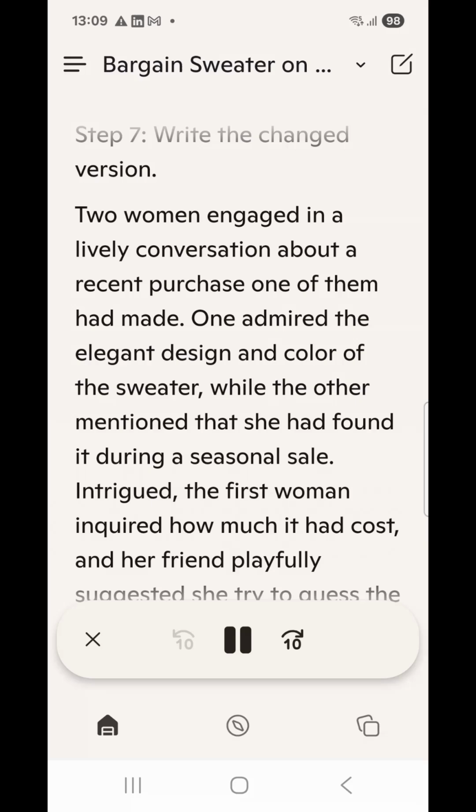2 women engaged in a lively conversation about a recent purchase one of them had made. Now, this is exactly word for word what is written there.